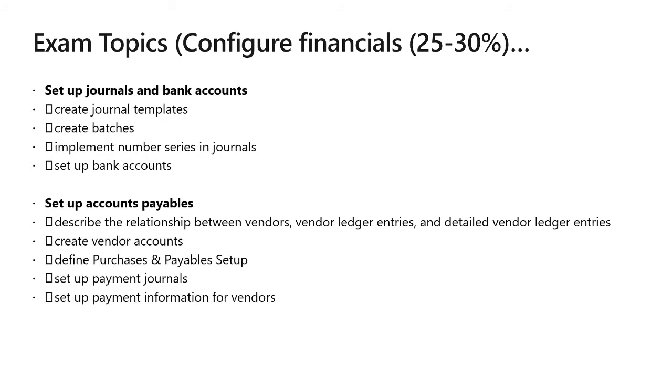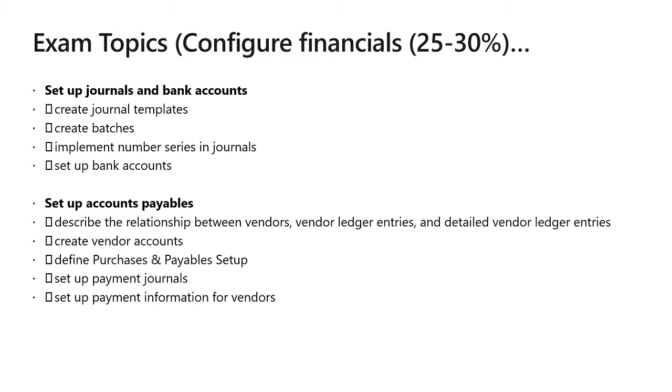Then set up journals and bank accounts: create journal template. We will see what the various parts of a journal are: template, batch and lines. Create batches, implement number series in journals, set up bank accounts, set up accounts payable. In this we will talk about vendor ledger entry and detailed vendor ledger entry, and the relationship between them. We will see how detailed vendor ledger entries are used, how the application is done, how the payments are made to the vendors, and various methods to make payment to the vendors.